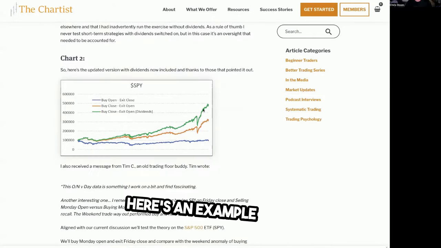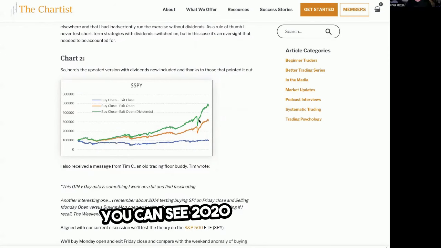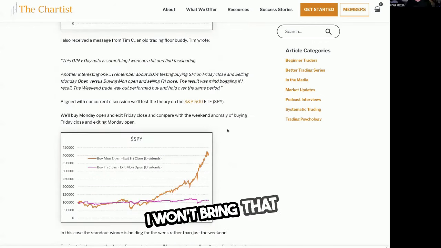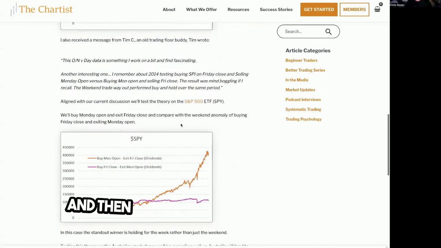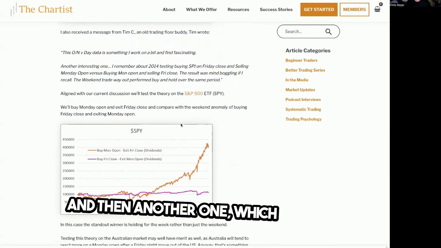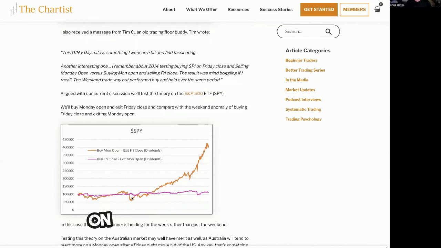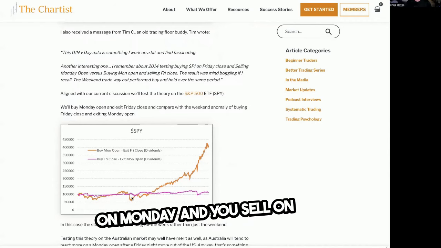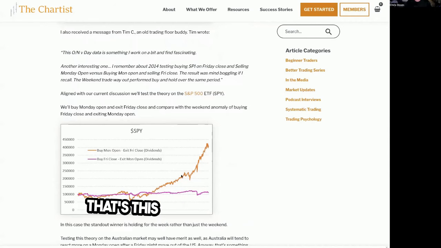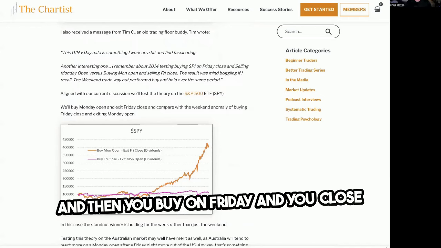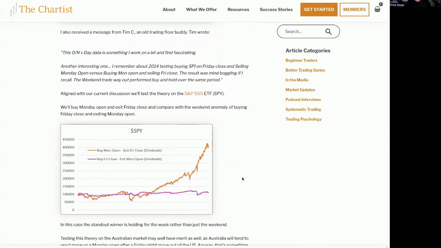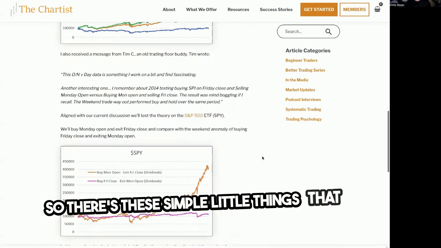Here's an example of that. You can see 2020 was right here. So stuff happened. I won't bring that up. And then another one, which was you buy on Monday and you sell on Friday. That's this one. Pretty good strategy. And then you buy on Friday and you close on Monday. It's actually not very good. So there's these simple little things that you can do.